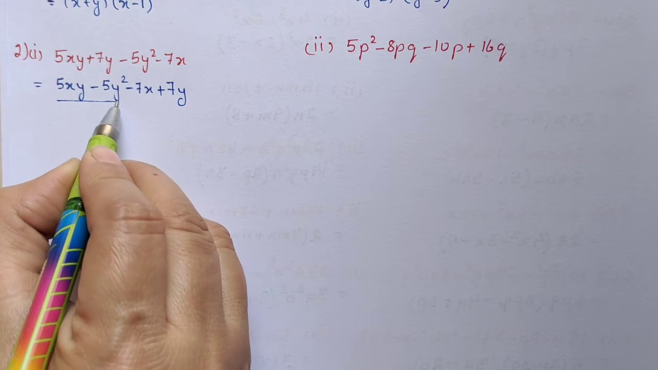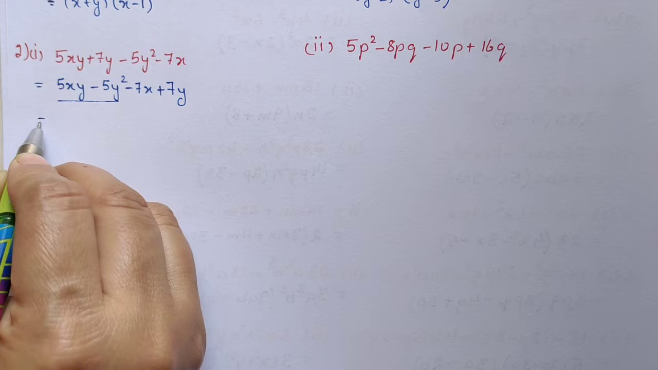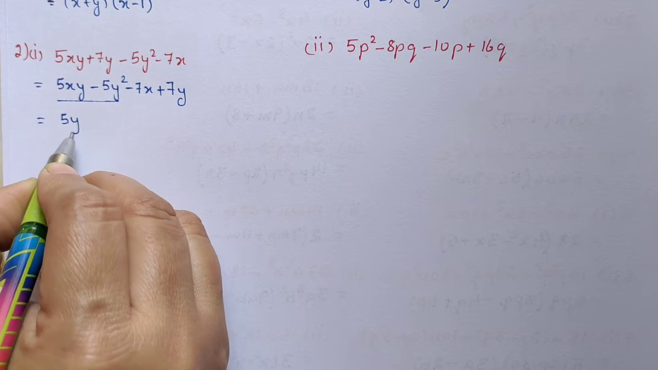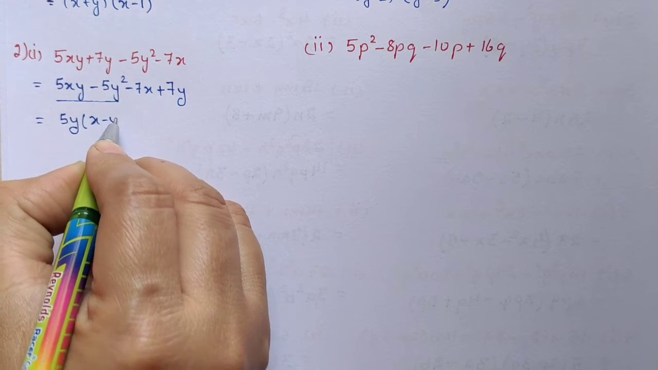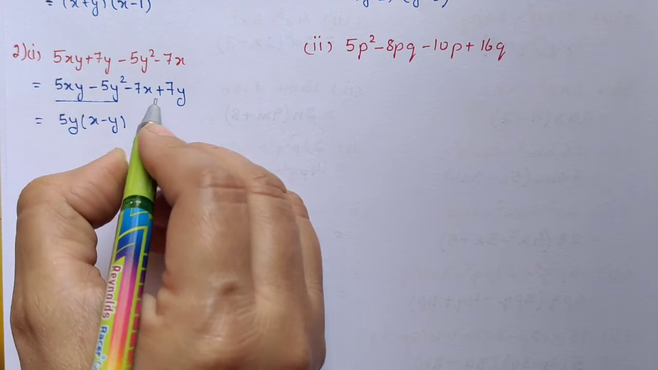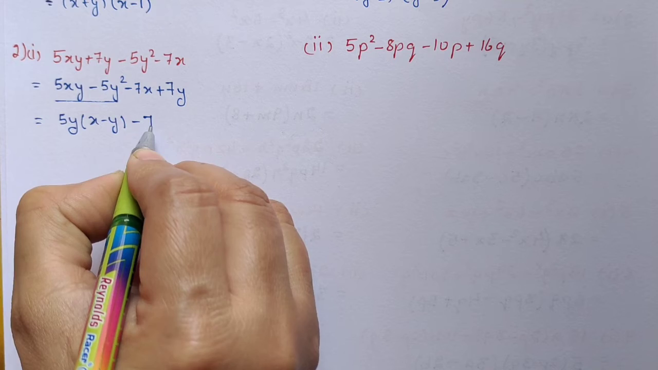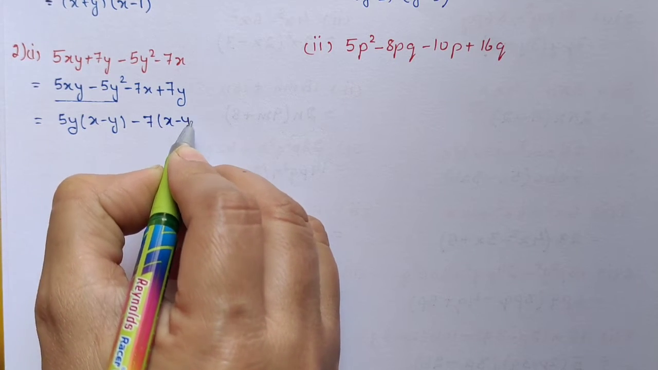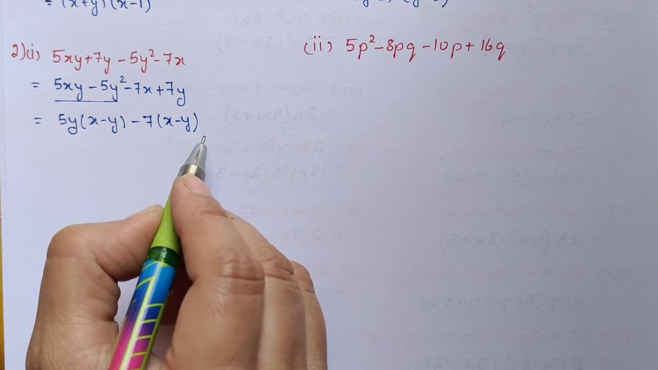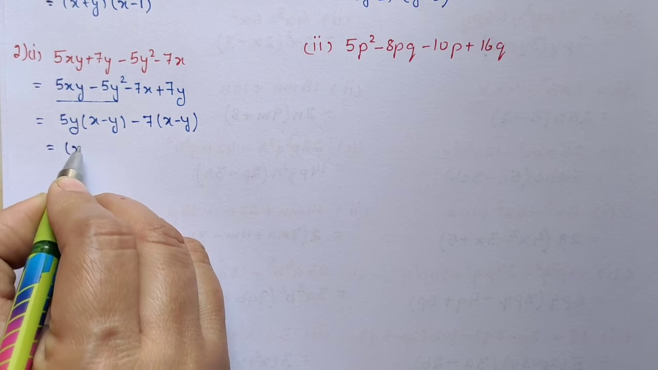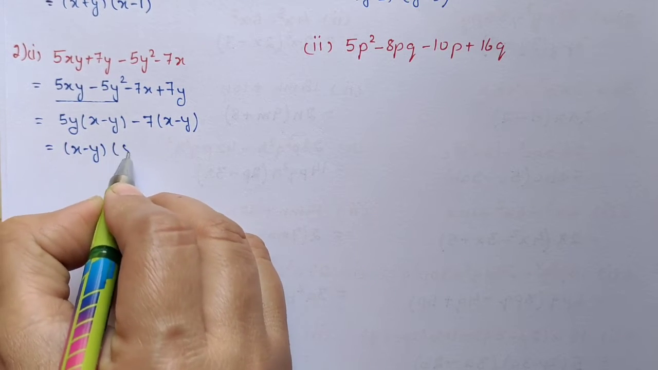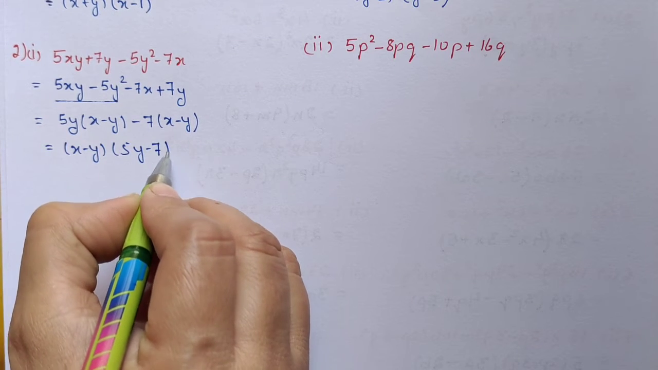Now first we will group these two. From these two we can take out 5 and y as common. Inside the bracket we have x minus y. From the last two, minus 7 we can take out common. Inside the bracket minus x minus y. Now this x minus y we can take out common. Then the other bracket will be 5y minus 7.